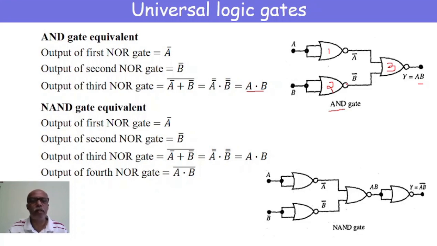Similarly, let us now realize the NAND gate by making use of NOR gates. In order to realize the NAND gate output, we have considered four NOR gates: 1, 2, 3, 4. Up to the third NOR gate, which is similar to the OR gate, you can see here, and that is again subjected to a NOR gate to get the complement of A and B, which is the output of the NAND gate.